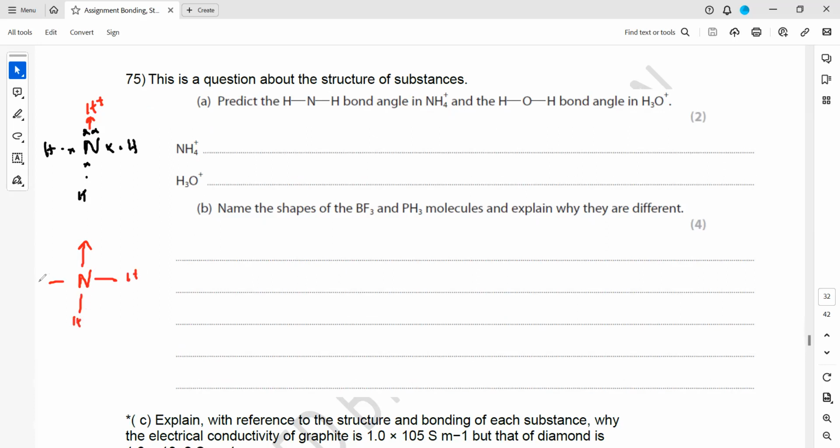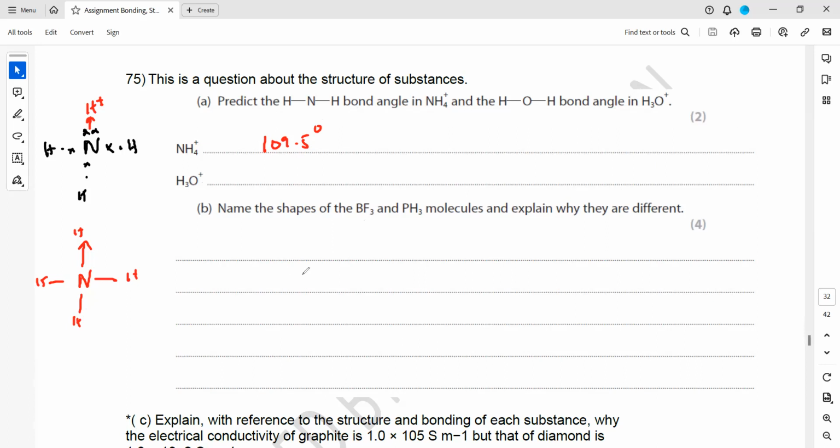If we have 4 covalent bonds and there is no lone pair, then what will be the structure? The structure will be tetrahedral, and tetrahedral will have a bond angle of 109.5. What about H3O?